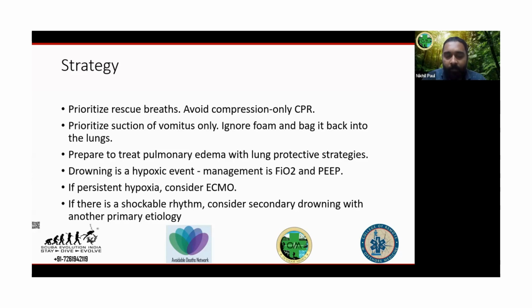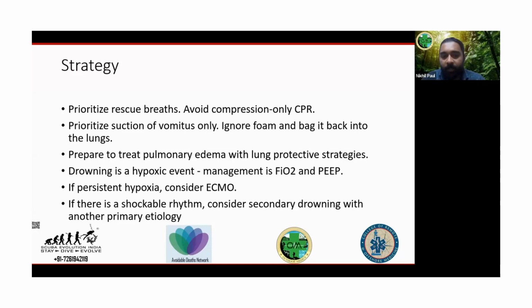Suction has to be done only if there is profuse vomiting. The foam coming out, you don't have to suction out everything. You can just bag everything back into the lungs. Prepare to treat for pulmonary edema or the fluid overload, and you have to ventilate using lung protective strategies. It's a hypoxic event. Management is by increasing FiO2 and increasing PEEP.